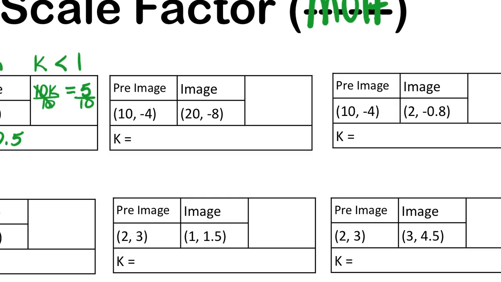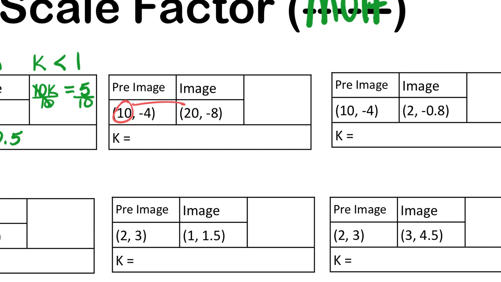So let's look at the next one here. I'm going from 10 to 20. In this case, it's getting bigger, so I know I have an enlargement. So 10 times my scale factor will give me 20. In order to find my scale factor, I'm going to divide by 10. So our scale factor in this case is 2, which means our scale factor is greater than 1.